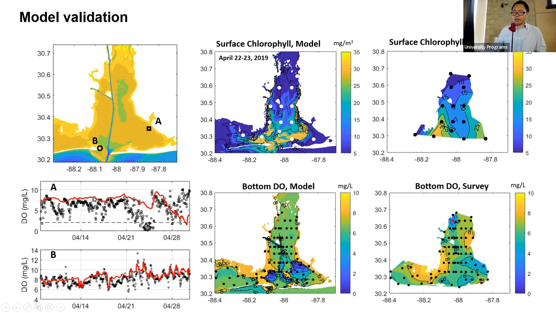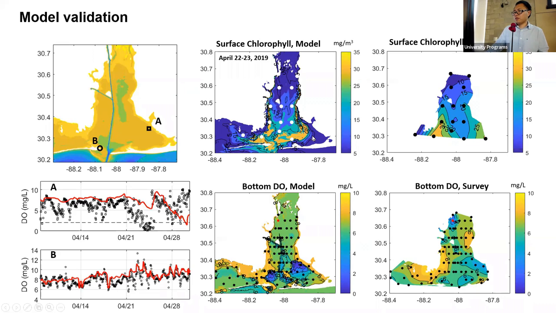We have four stations at Dauphin Island to compare the data. The red line is the model, and the circles and squares are the observations. We also compare the surface salinity distribution and the bottom oxygen based on our survey. Usually we have a monthly survey in the bay. The left panel is the surface pattern of the model, and the right panels are our survey data.